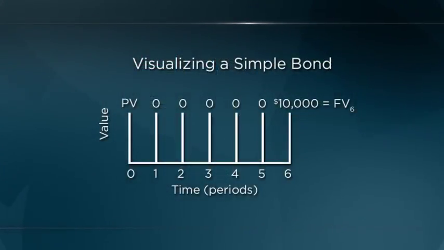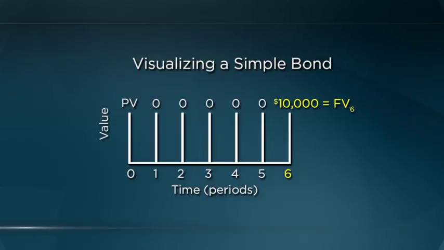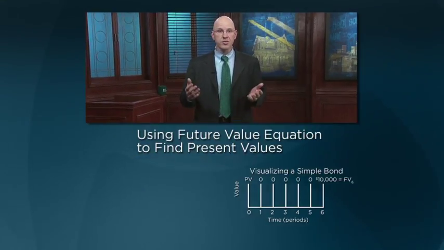Well, to find this price, the first thing I can do is simply draw the payment schedule on the timeline. We can visualize the bond as a single payment of $10,000 at time 6. So I know the future value and the rate of return, but I don't know the present value. Well, I can still use the future value formula, but I'll have to solve it out for the present value this time. That's not too hard, though.